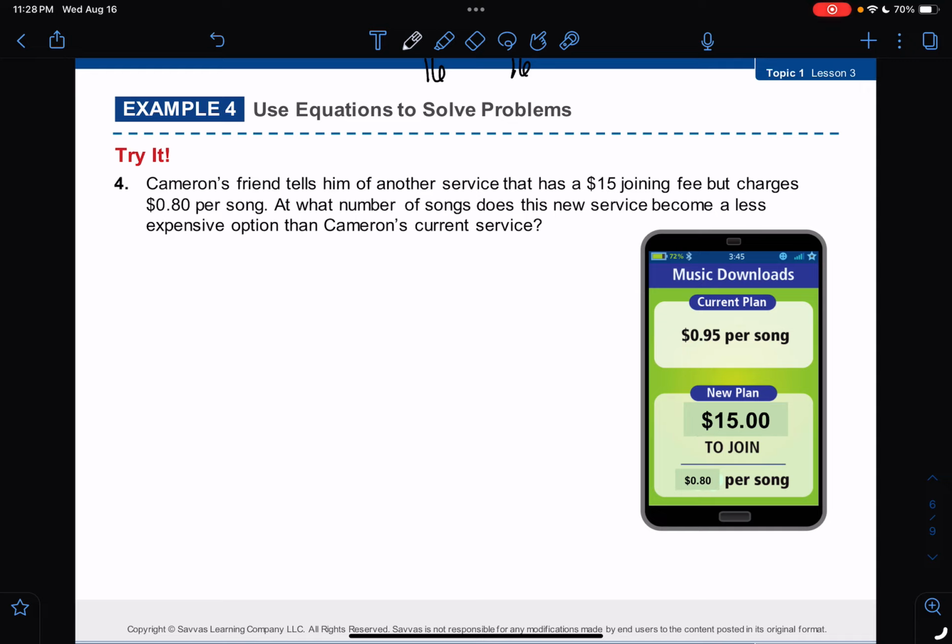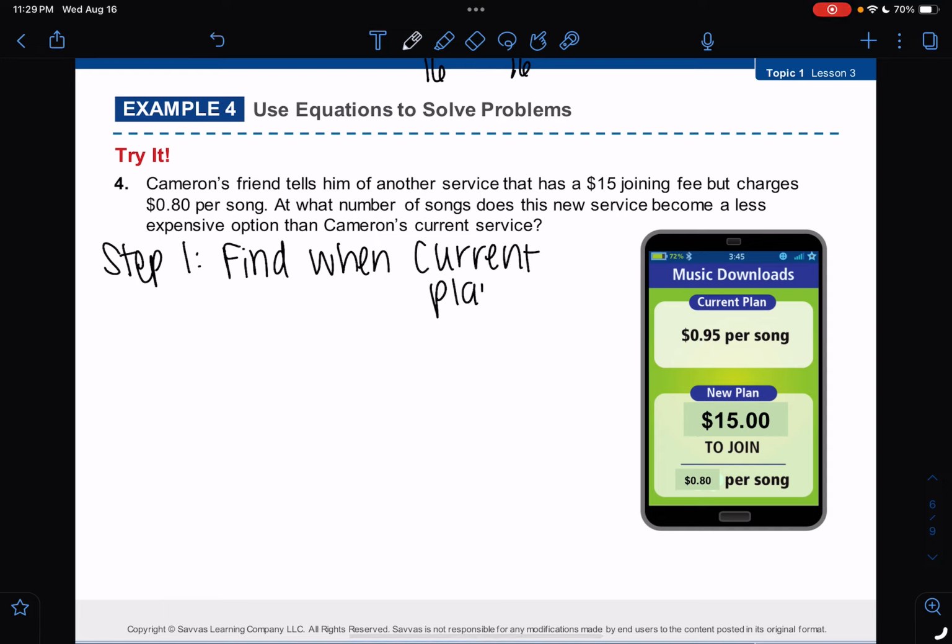All right, so first off, because you're really trying to compare the two, right? In order to compare the two, you need to see when they're actually equal, all right? And then we'll figure out the next steps after that. So step one is to find when the current plan equals the new plan. Okay, so that's our first step. And maybe write a little smaller than I am because you don't have that much space on your paper.